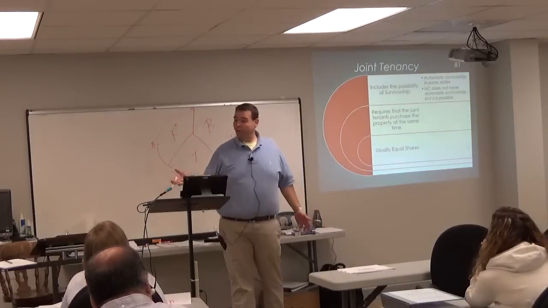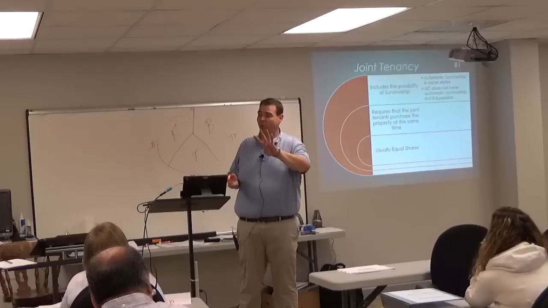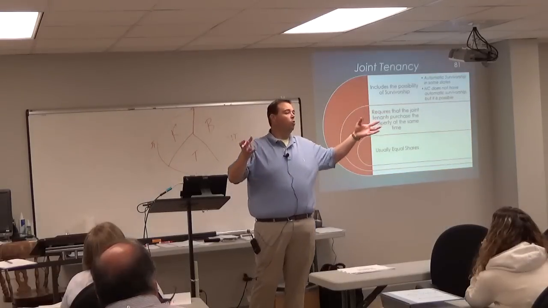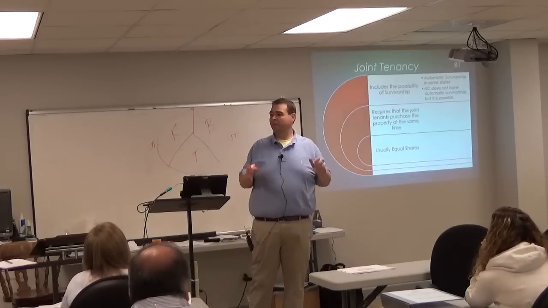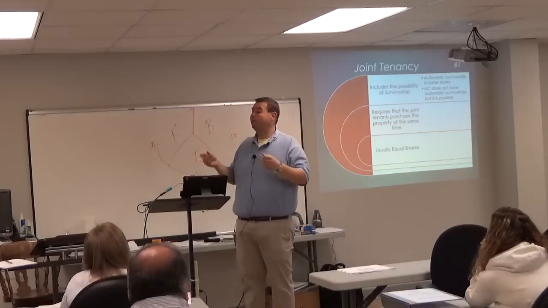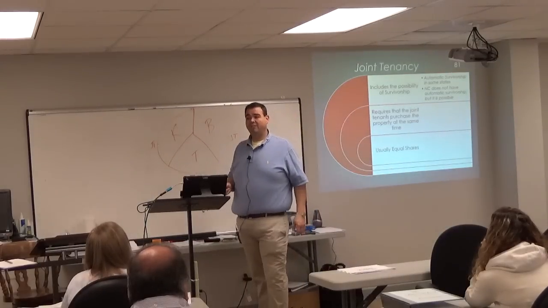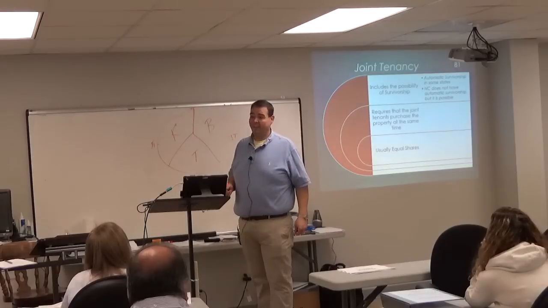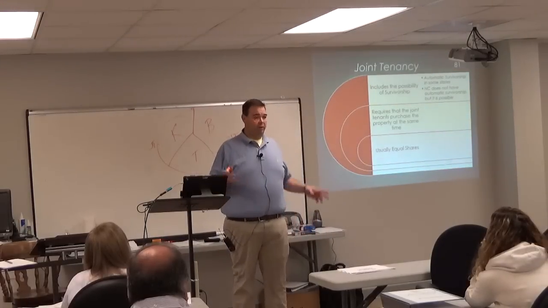So there would be 3 owners instead of 4. So they would each go from owning a quarter to each owning a third, and that would continue to happen until you get down to how many owners? 1, which would own what? 100% of that property. Is everybody following on that?